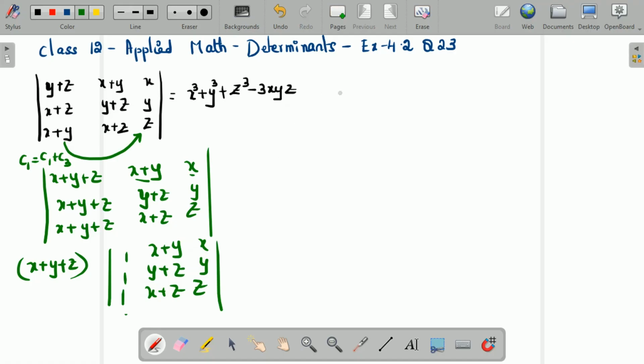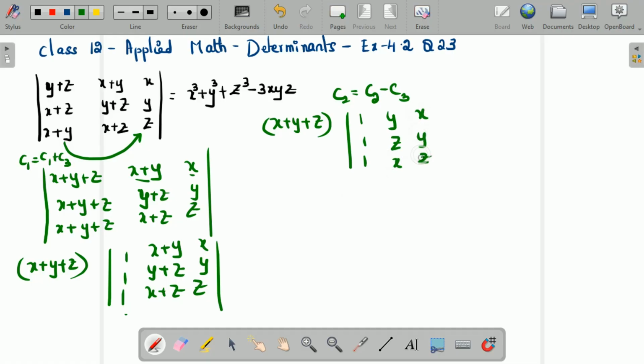So the next transformation is going to be C2 is equal to C2 minus C3. Let's keep the outer factor as such. So x plus y plus z, 1, 1, 1. Now x plus y minus x is going to be y. y plus z minus y is z. The last one is going to be obviously x. And now comes x, y, and z. Now I have the first column where all the elements are 1.